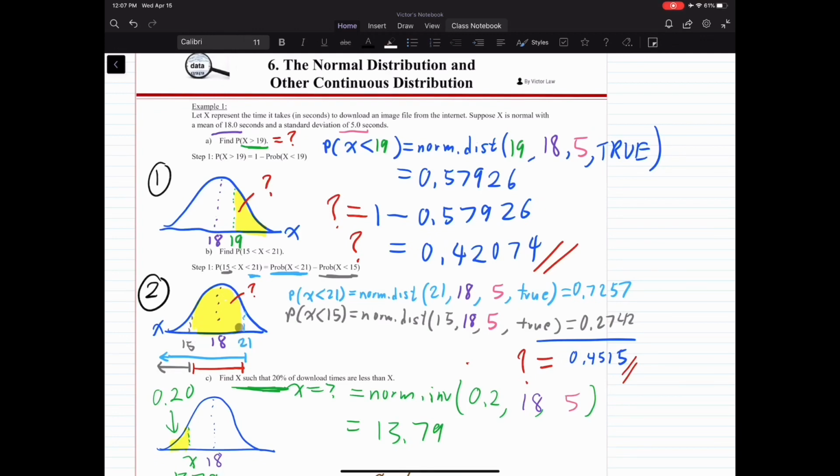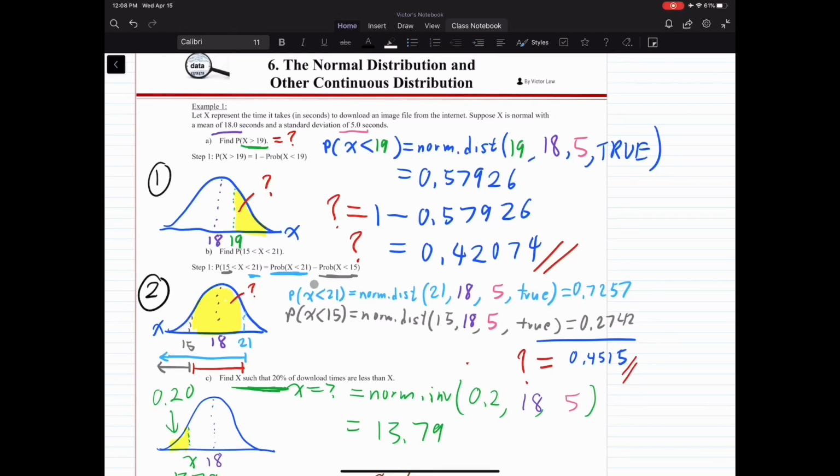And to find out the area between these two numbers, what we need to do is first find out the area to the left of 21. So we find out the whole area to the left of 21. And then we're going to find out the area to the left of 15.